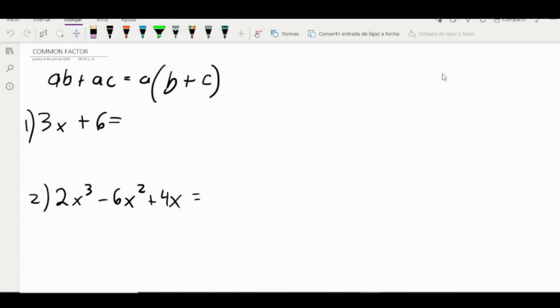Good day. For today, we're going to continue with the topic of factoring, and we're going to check how we can factorize, or apply the common factor, when we have an algebraic expression.